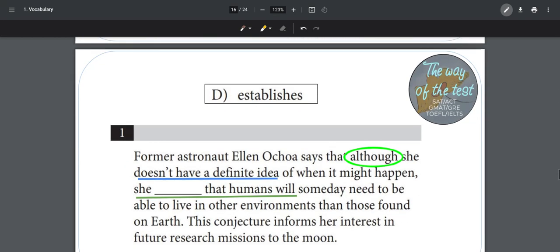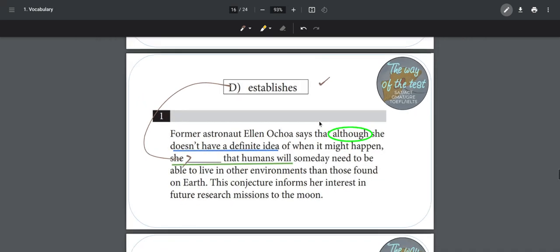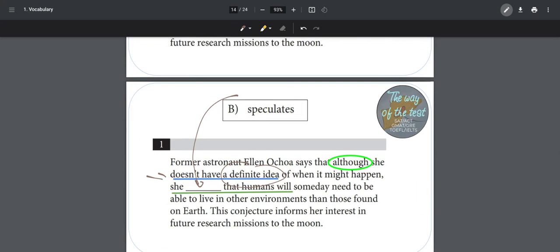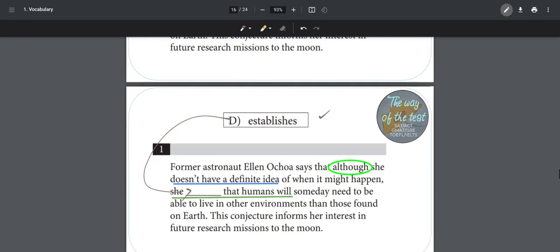And we go to letter D, establishes. Now, she doesn't have a definite idea and she establishes. Well, not having a definite idea is contrasting with the word establishes, because establishing is having a definite idea of something, right? It's like saying that something is going to happen. Okay, so we're going to let it pass. And now we're between establish and speculate, right? Now, here's what we're going to do. We're going to plug in those alternatives. We're going to plug in speculate and we're going to plug in establish.